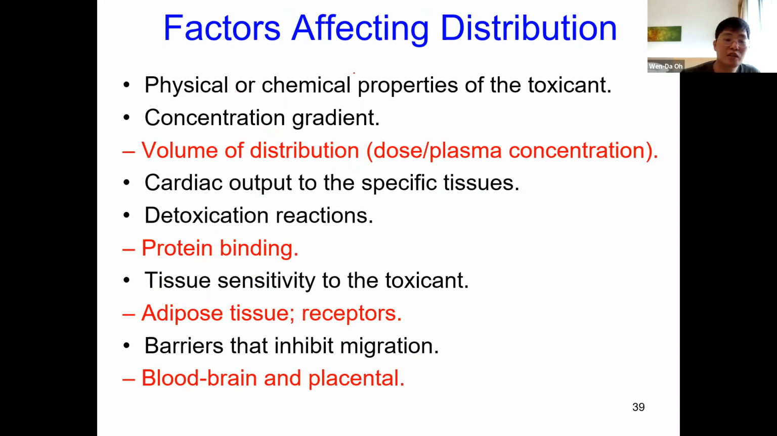Okay, factors affecting distribution: physical chemical properties, concentration gradient, which affects the volume of distribution, and then we have cardiac output to specific tissues, detoxification reaction, tissue sensitivity, and barriers that inhibit migration. So generally, the factors involved are more about how much of this toxicant is going into the target organ, and whether the target organ has sufficient receptors to bind with the toxicant. And then, is there any restriction, for example, any barriers that prevent the toxicant from going into that target organ? So generally, all these are the factors that affect distribution.